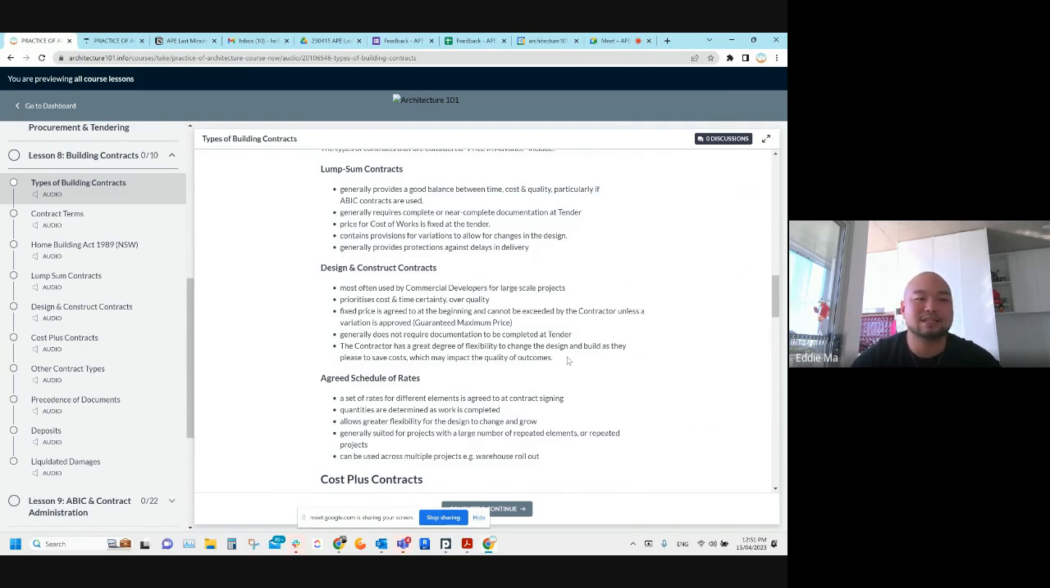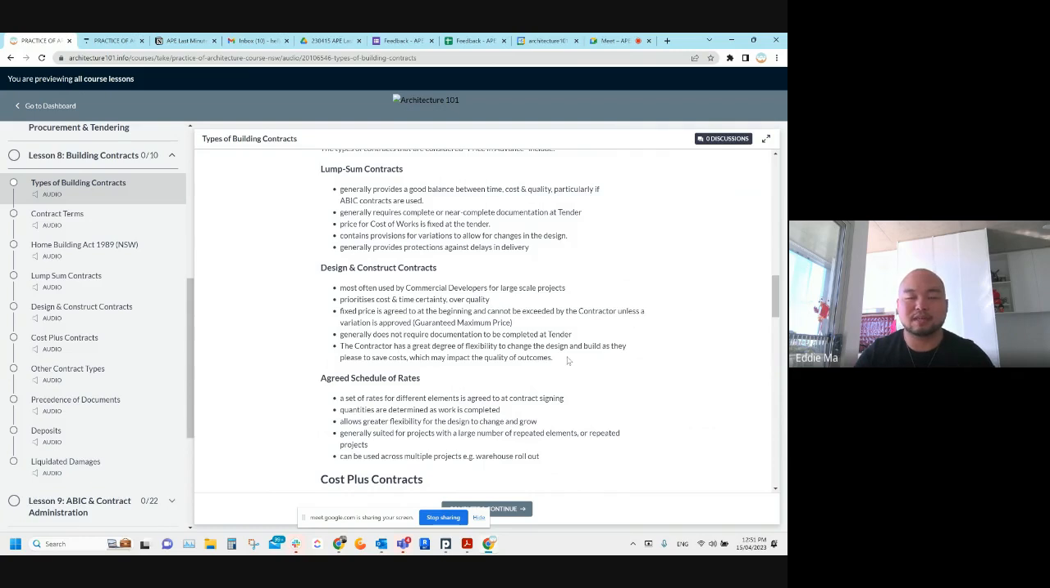You design to a percentage depending on what the client wants. So it can go from like 50% to like 90% documentation. Sometimes it's even based on DA approval documents. It really doesn't matter, because what happens is the builder then goes out to tender and comes back with an agreed lump sum price.